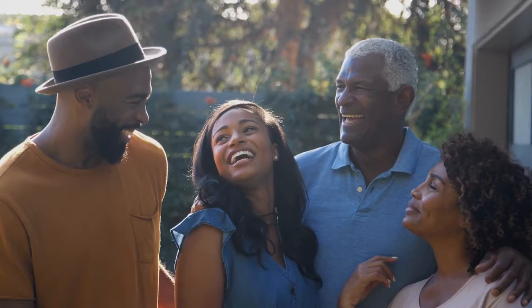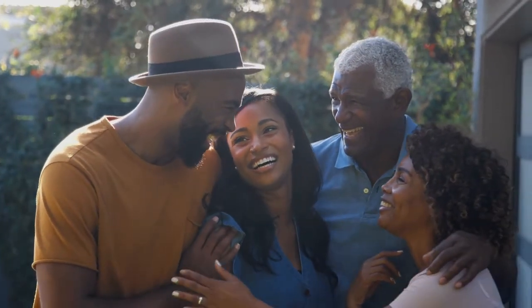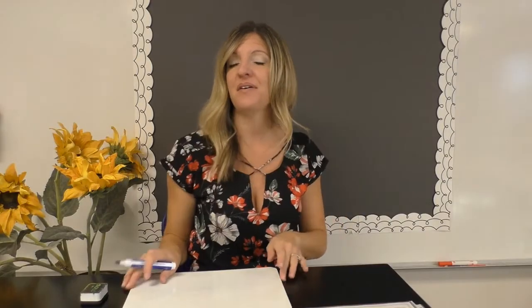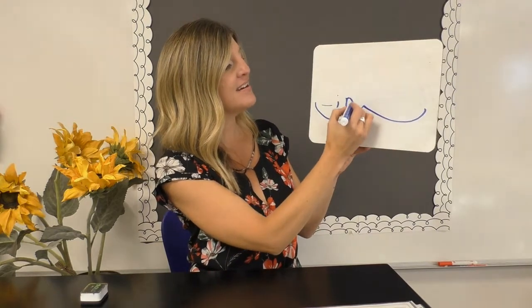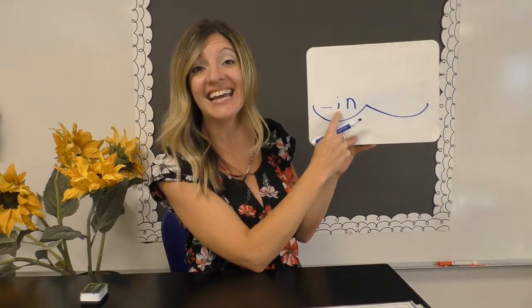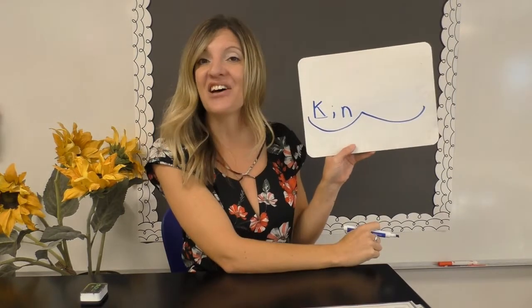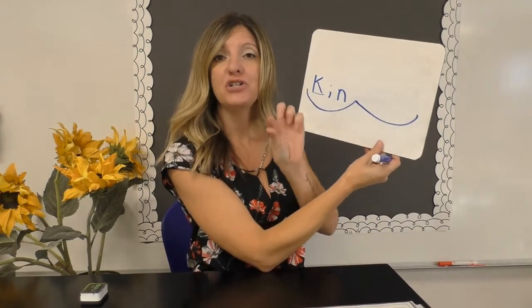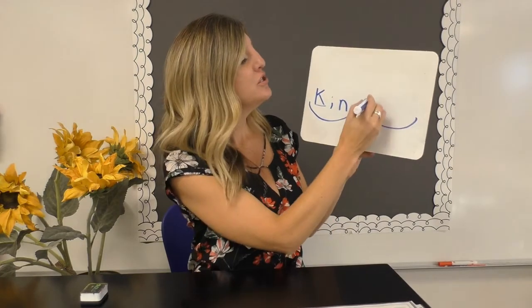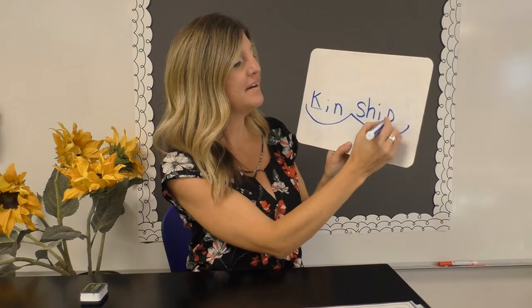Okay, let's try a word that we're less familiar with. The word is kinship. A kinship is a relationship or a special bond between two people, oftentimes family. Kinship. How many syllables? Kin, ship. Tap out the sounds in kin. K, I, N. K takes I and E. C takes the other 3. So I'm going to use a K. How about the second syllable? Ship. Sh, I, P.